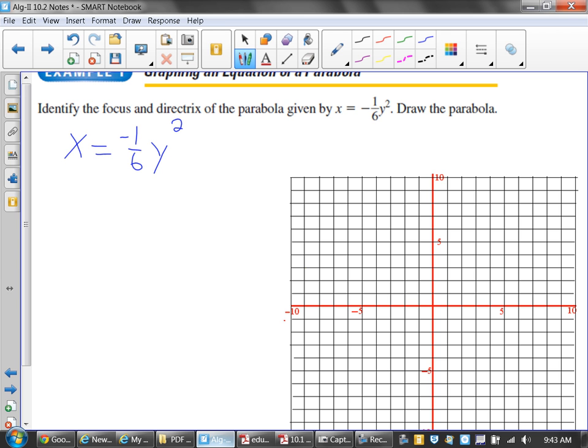Is the 4 integrated into the negative 1 and 6? Yes. Yeah, it should have been negative 1 or 4.